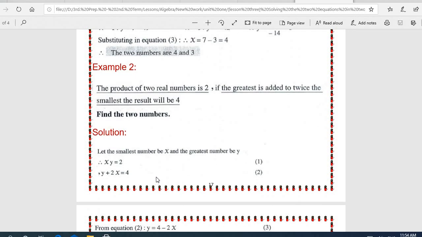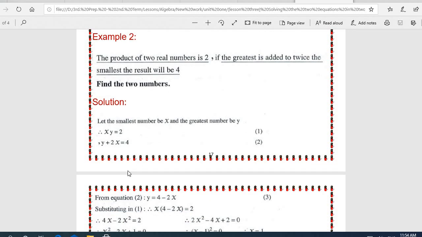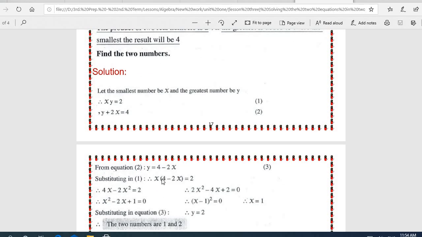By the same way, from equation 2, we find the value of y: y equals 4 minus 2x. Substitute it in number 1: x multiplied by y means x multiplied by 4 minus 2x equals 2. Simplify this equation and put it in general form. Divide each term by 2 and factorize it: x minus 1 all squared equals 0.